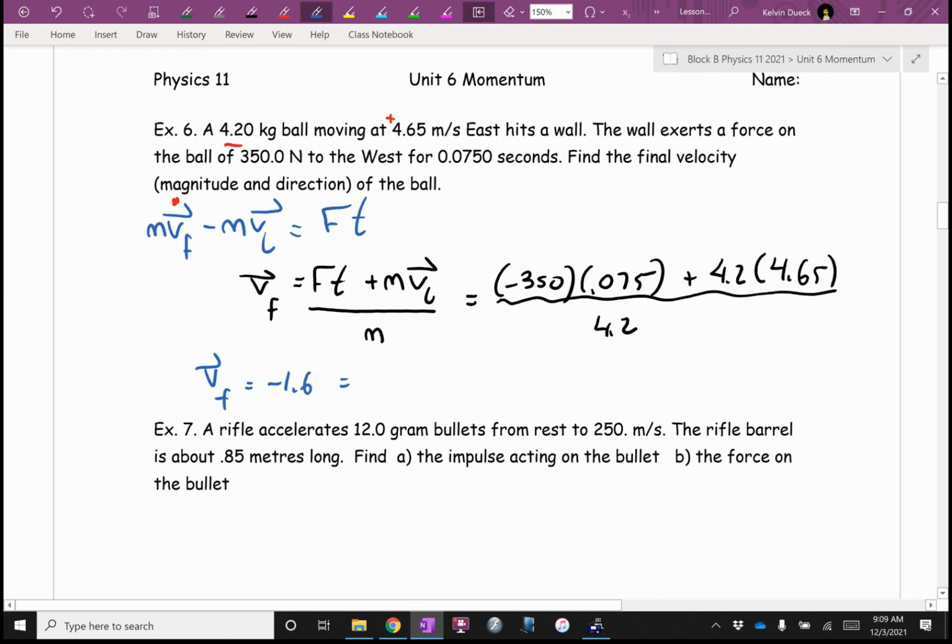How would you report that as magnitude and direction? 1.6 meters per second at... What did Mesa say negative was? West. I guess this ball came in, hit the wall, and bounced off. And oh yeah, west now doesn't surprise me. It bounced off, it changed direction, but we've done a nice proof of it as well.